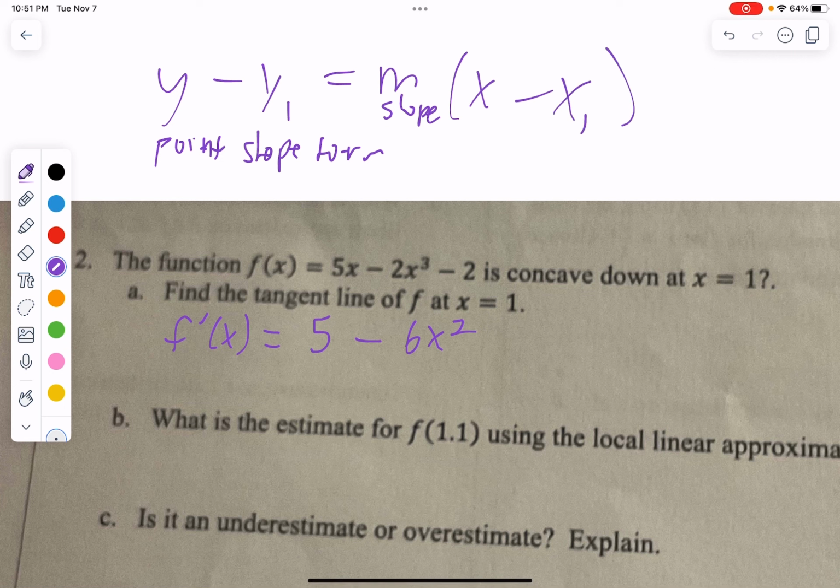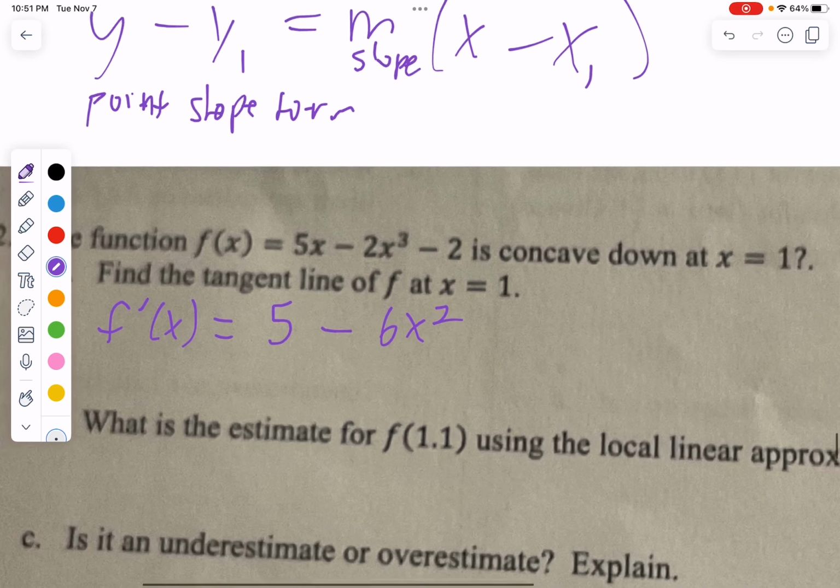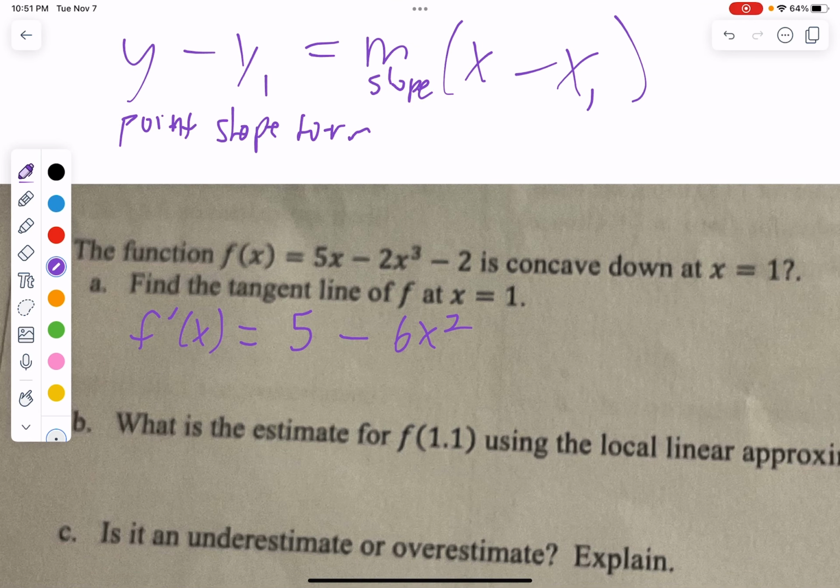When you're trying to do a tangent line, you're going to use what you can to get to that. Remember, a derivative is a rate of change, a derivative is a slope, and we're trying to find the tangent line of f at x equals 1. In order to complete this point slope form equation, we need to find the slope, and we need to find the y, which we are about to get into right now. This first step is for finding the slope. This is part 1. So 5 minus 6x squared, that's f prime of x.